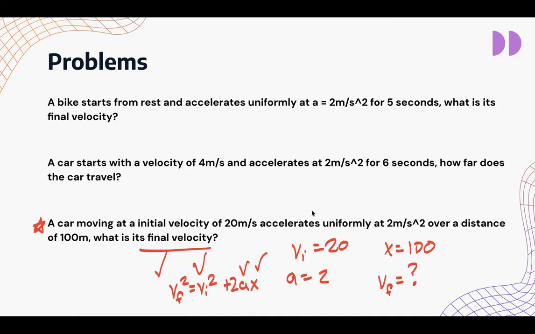Correct? So we can use this equation. Does that make sense to you guys? Once we have all the things, now we can just input. I think the hardest part is figuring out what equation to use when. Since we don't know VF, we can leave VF squared as is, but we have VI, which is 20, right? So 20 squared plus 2 times 2 times 100. Does that make sense so far, what I did there?